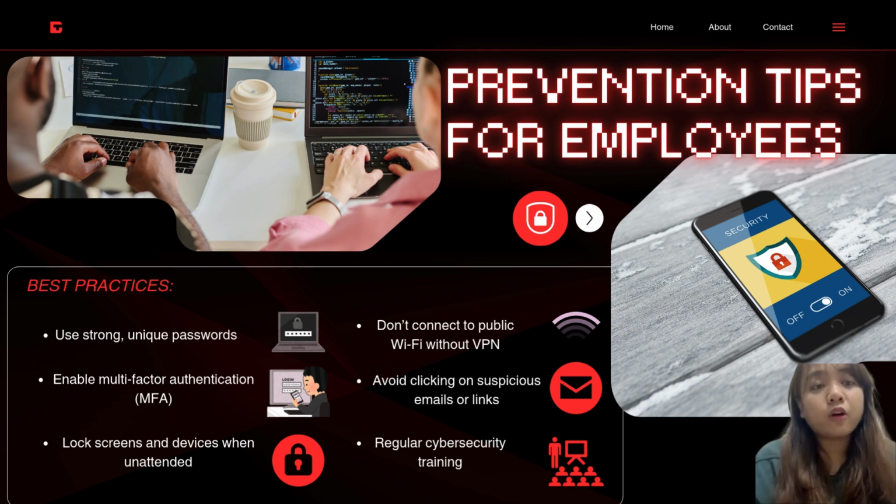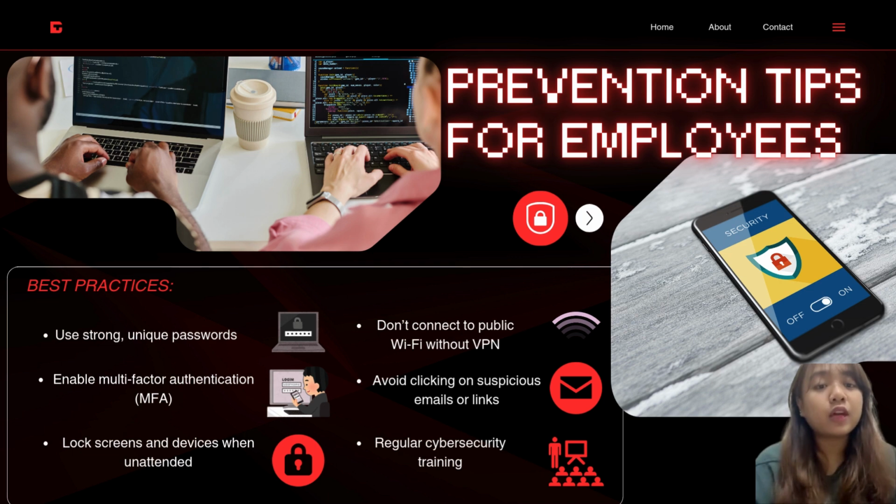This is a saying we have all heard before, prevention is better than cure. And when it comes to cybersecurity, this couldn't be more true. Cyber threats are constantly evolving, and while organizations can invest in advanced tools and systems, the first and most important line of defense is the employee. Practicing good cyber hygiene on a daily basis can help stop threats before they even begin. Here are some essential habits every employee should follow.